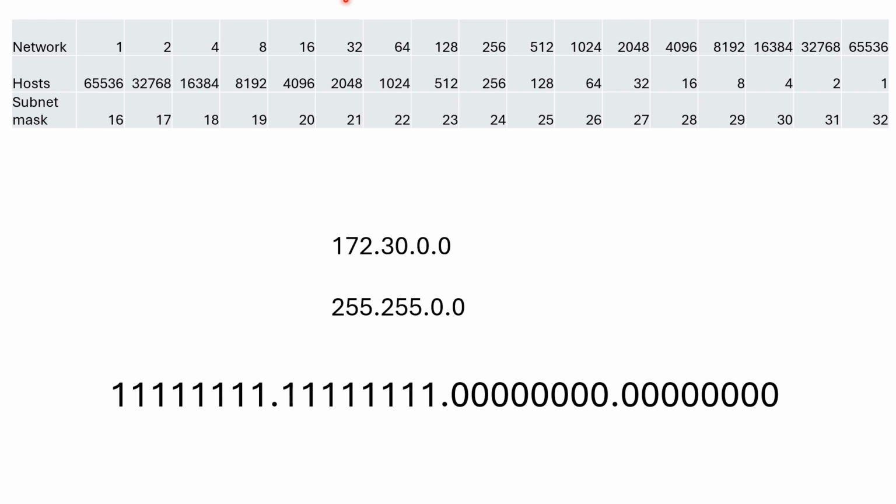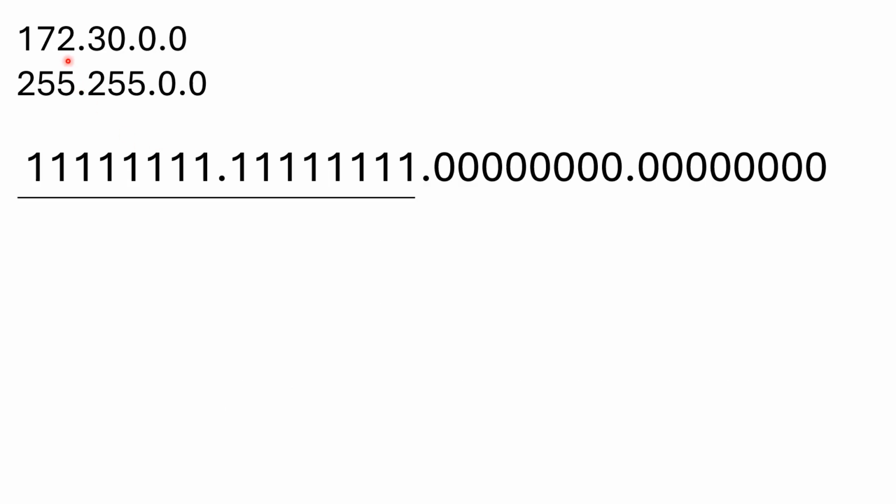Let us assume that you want to make 4 networks. This means that every network will have 16,384 hosts. Let us try and understand how the IP addressing will be done. Now we have the IP address 172.30.0.0 with the subnet mask of 255.255.0.0. Let us look at the subnet mask in binary here. Let me also put place values for each of these.